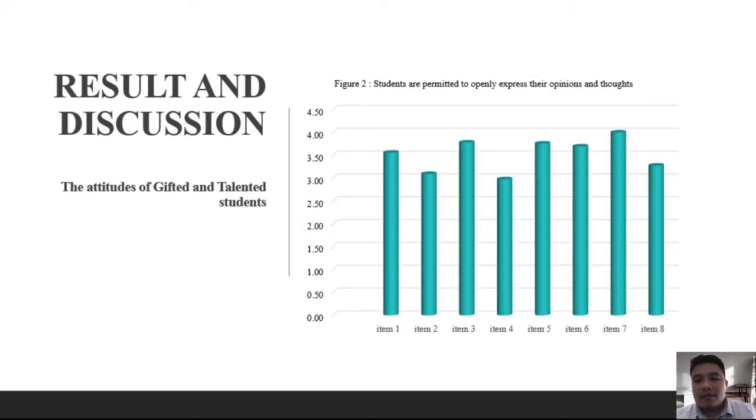Alright. The second one, students are permitted to openly express their opinions and thoughts. So this is the second one. They like to express their opinions and thoughts. Okay. So by using differentiated instruction, the teacher is able to do some activities that give students a chance to express their opinions and also thoughts. So this increases student attitude and student motivation in the teaching and learning session.